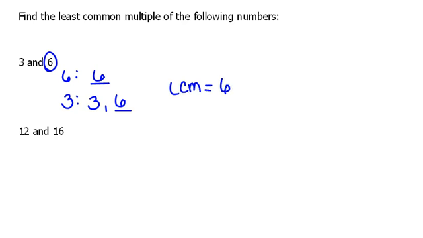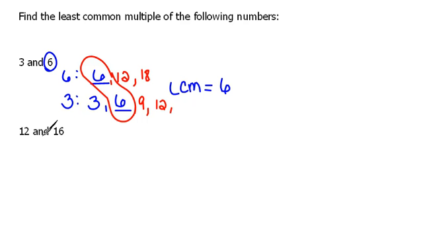Now, if we were to continue on writing out multiples, we could say 6 times 2 is 12, 6 times 3 is 18. We could keep going with the 3's: 3 times 3 would be 9, 3 times 4 would be 12, and so on and so forth. They will have many different multiples in common. That's absolutely true. But the 6 is the smallest one. It's the first one that we encounter. So that would be the LCM between 3 and 6.